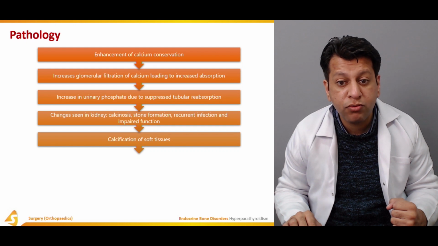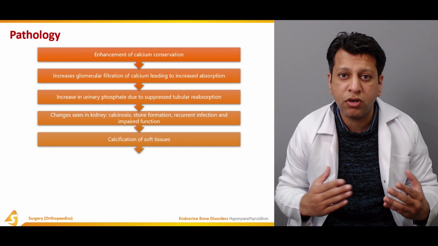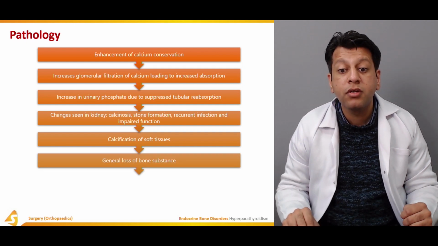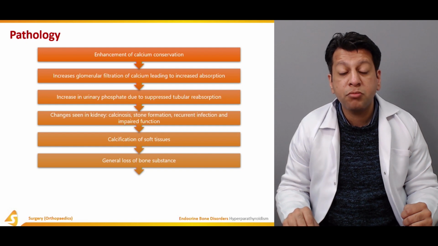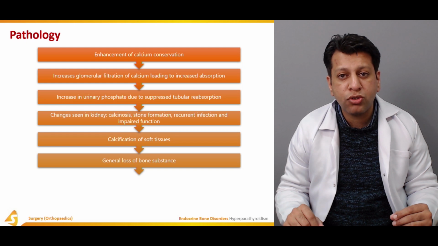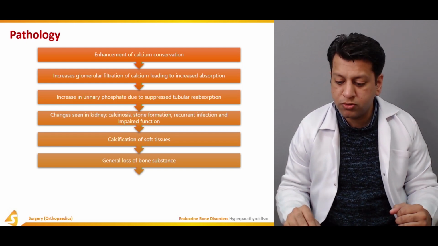Calcification of soft tissue occurs, because all this hypercalcemia has to be laid down somewhere. If it's not laid down in the bone, then the calcium is laid down in the soft tissue. There is also general loss of bone substance, because parathormone, or PTH, activates osteoclasts. Osteoclasts cause bone resorption, therefore weakening the bones.